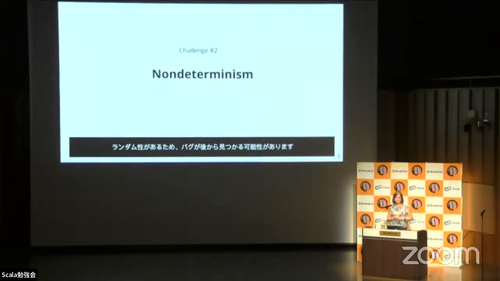The second challenge is non-determinism. After all, it's some kind of random data. So it may well happen that you write your test, you run it on your computer, maybe a couple of times, and it passes every time. And then you push it somewhere to a Jenkins pipeline, and there it fails. What do you do about it?